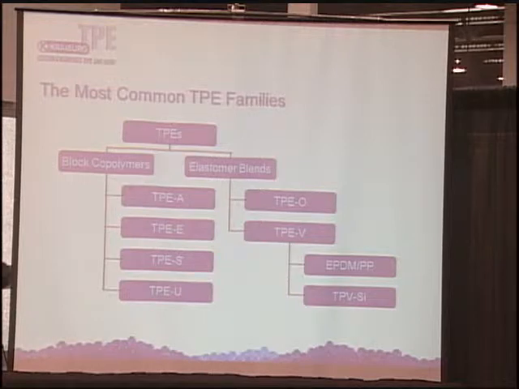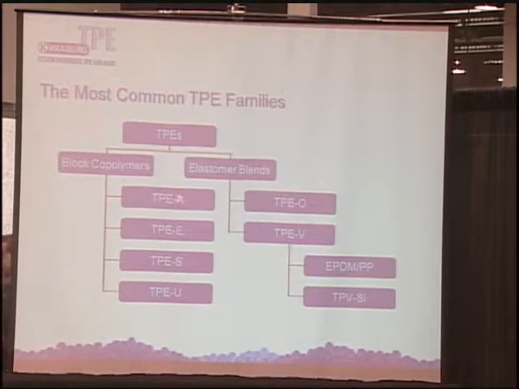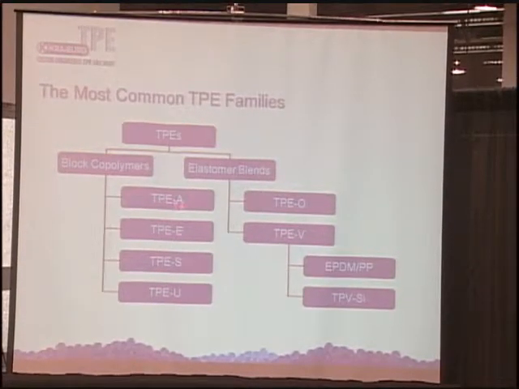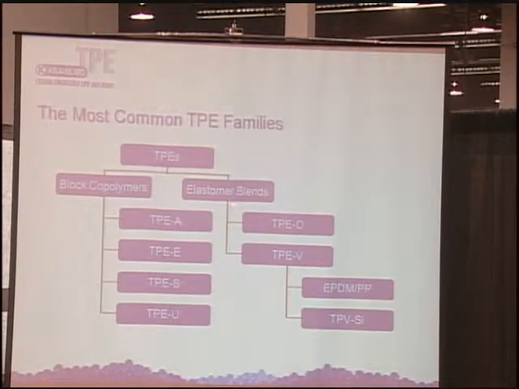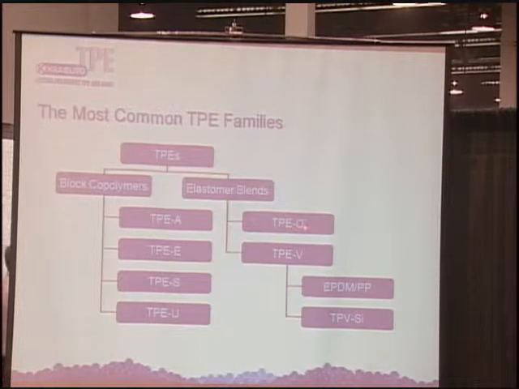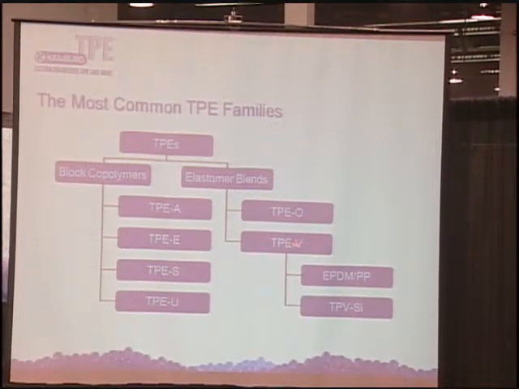Here is a family tree of TPEs based on the composition of the materials. From the block copolymer side, based on the nylon or polyester, styrene, polyurethane, we can have TPE-A, TPE-E, TPE-S, or TPE-U, or some people just call TPA, TPE, TPS, or TPU. That's a common terminology. From the elastomer blend side, we can have polyolefin or vulcanized TPE, including the EPDM PP system or vulcanized silicone systems.